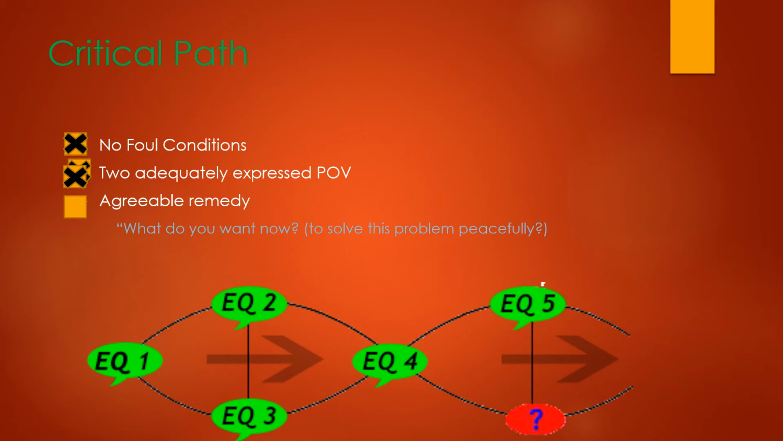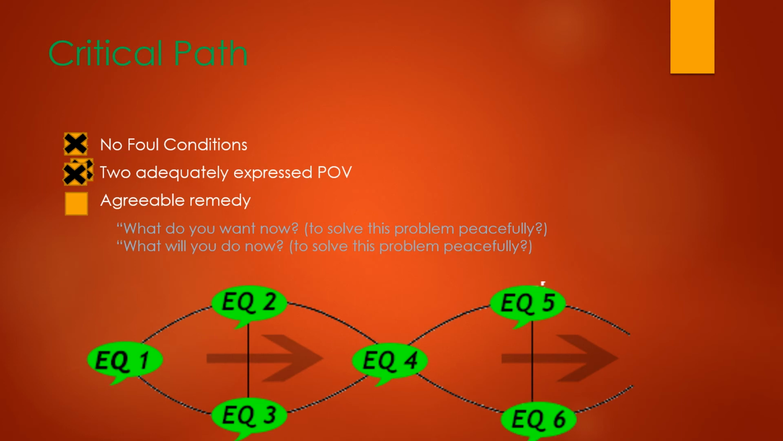So after both POVs are adequately expressed, facts, feelings, and opinions, it's time to move on to the final critical path step, remedy. In other words, how do we fix this? What can we agree on? And we start with what each side wants. And we find out what each will do, which really means what they agree to do.